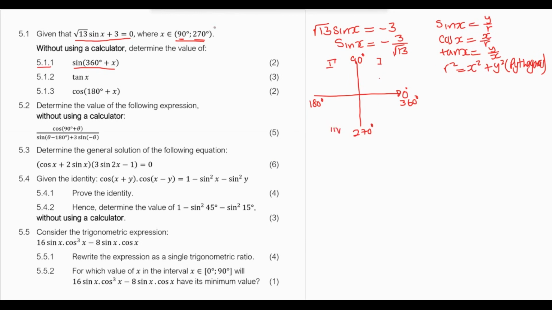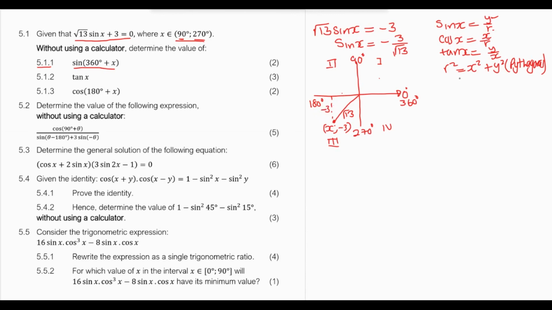But since it is negative, it has to be quadrant 3. So our ray is here in quadrant 3. -3 is y, and square root of 13 is r. The radius is always positive, so square root of 13 here. And then we have our y, which is -3. We don't know the x, but we know that y is -3. We need to find x.